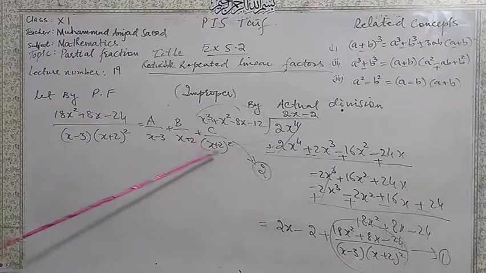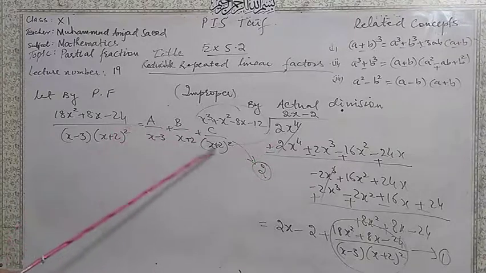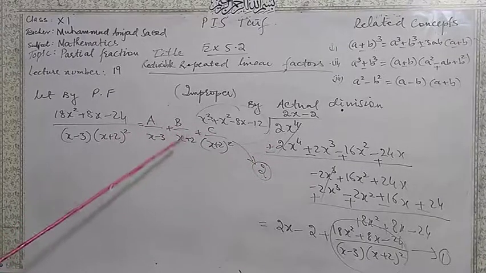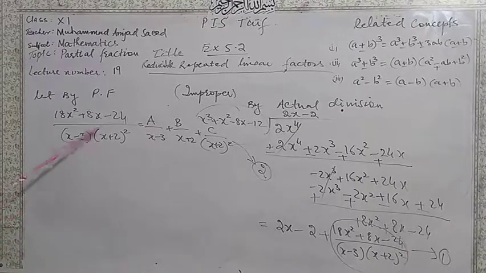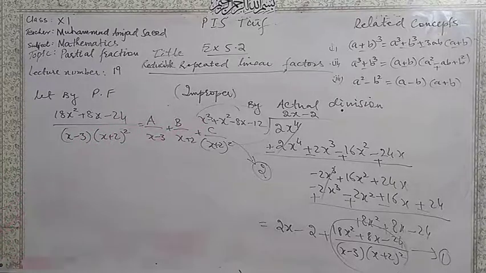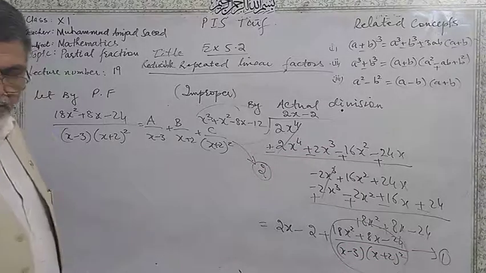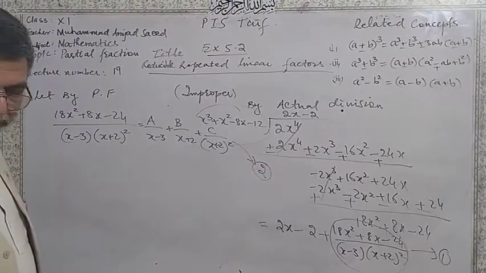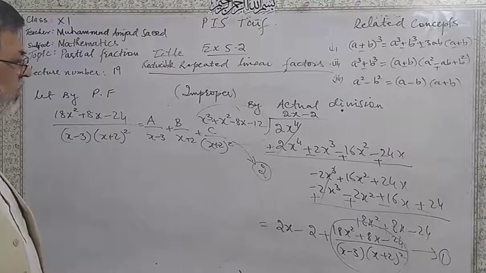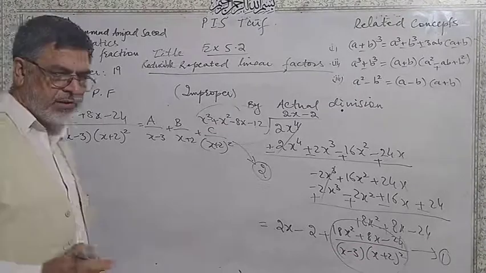Dear students, from here you can multiply. You will multiply both sides with the LCM, that is x minus 3, x plus 2 square, and after simplifying you will find the values of A, B, C. In this way you can find your equation 2. Then you will use this equation 2 in equation number 1 at the end, and in this way you can find your answer.